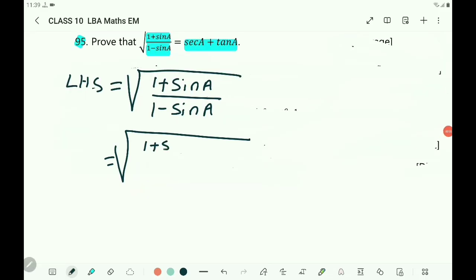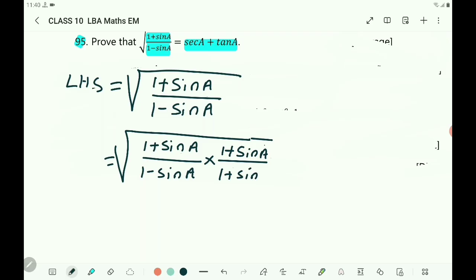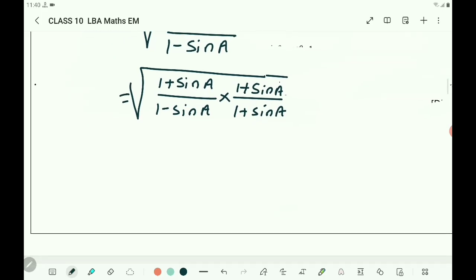Write root of 1 plus sin A by 1 minus sin A as it is, and multiply both numerator and denominator by 1 plus sin A, that is 1 plus sin A by 1 plus sin A. Equals whole root, 1 plus sin A into 1 plus sin A is (1 plus sin A) whole square.